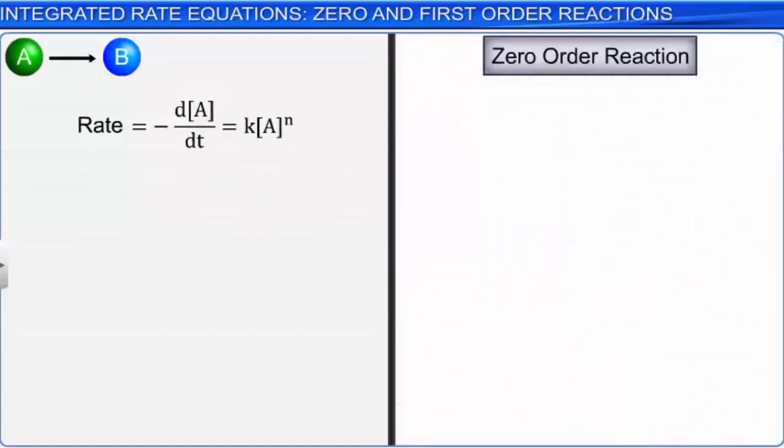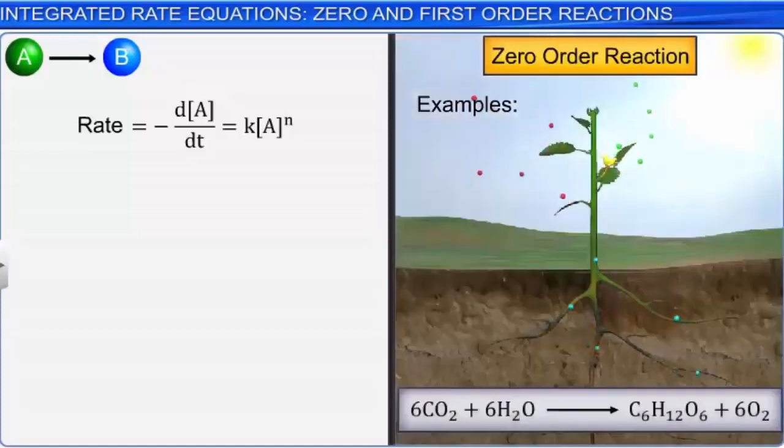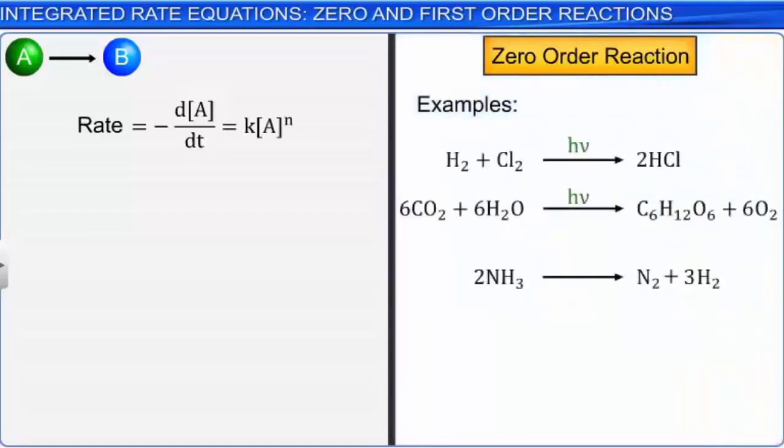Now let us look at certain examples of zero-order reactions. In general, photochemical reactions, such as the formation of hydrogen chloride and photosynthesis are zero-order reactions. Certain enzymatic reactions and the decomposition of gaseous ammonia in the presence of platinum catalyst at high pressure, and the thermal decomposition of hydrogen iodide on a gold surface are also examples of zero-order reactions.